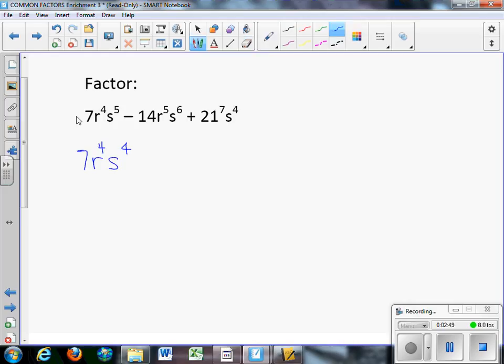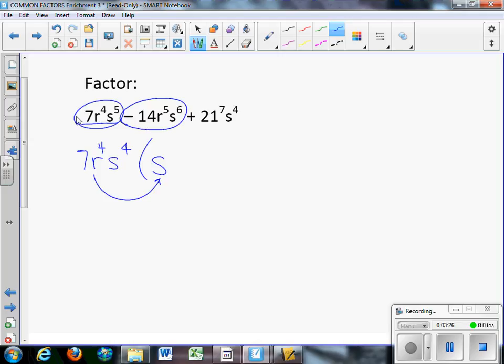If I take 7r to the 4th, s to the 4th out of 7r to the 4th, s to the 5th, what I'm left with is just s. So now how I can check this, if I take my value out front and multiply it by this, I should get back to this right here. So 7r to the 4th, s to the 4th times s does give me this part of the expression.